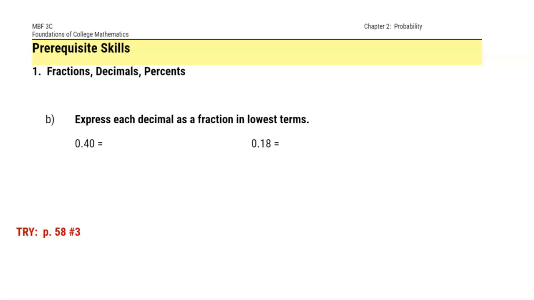Another task that you might be asked to do is to express a decimal as a fraction in lowest terms. In this case I have 0.40, and in this next case I have 0.18. I want to quickly have a discussion about place value before we get into this.